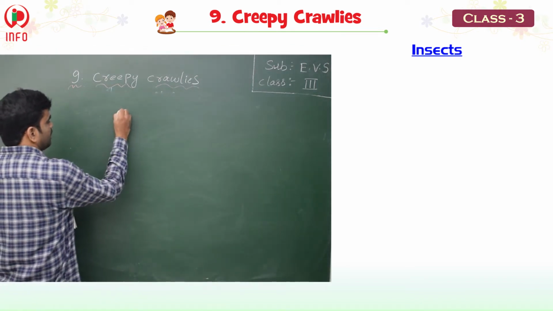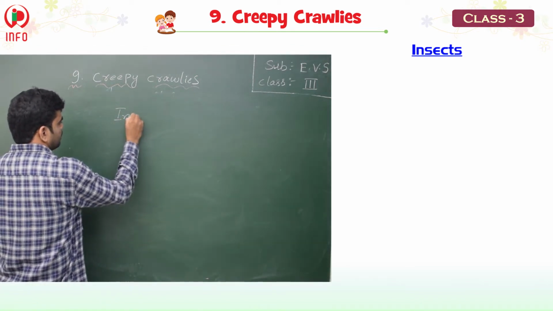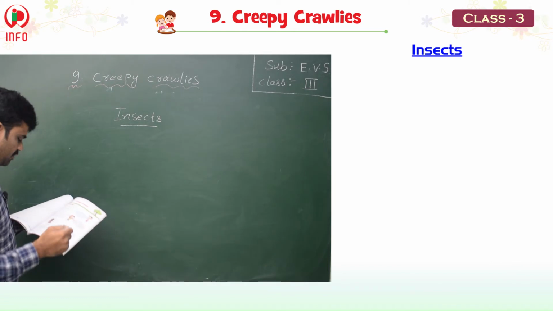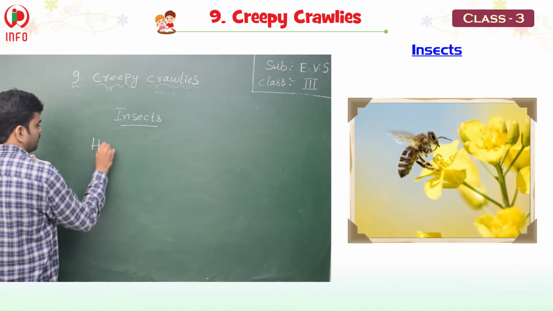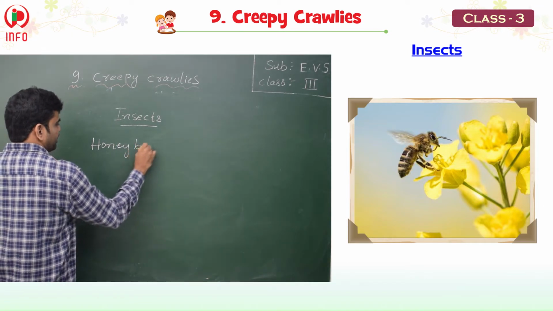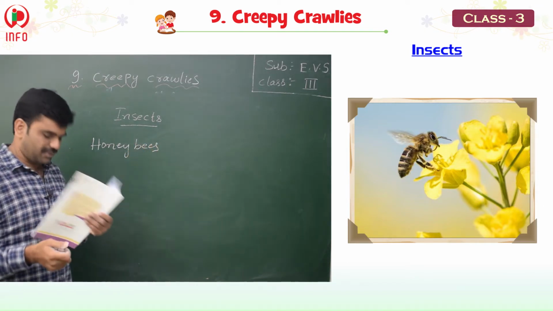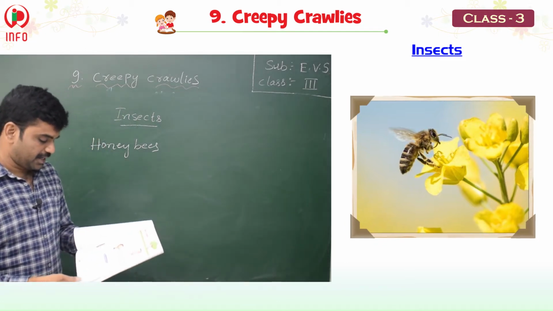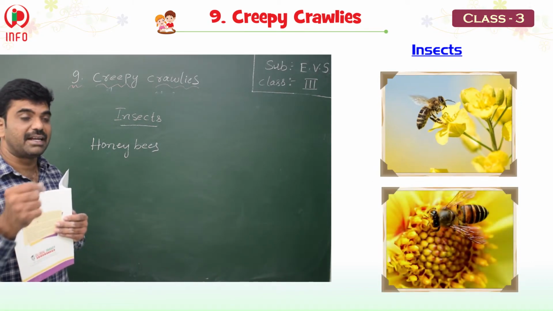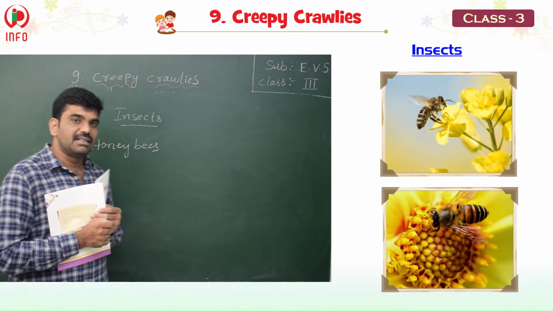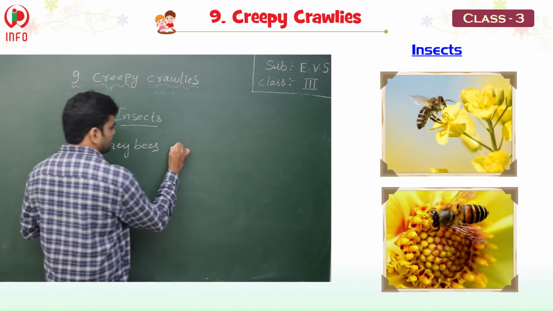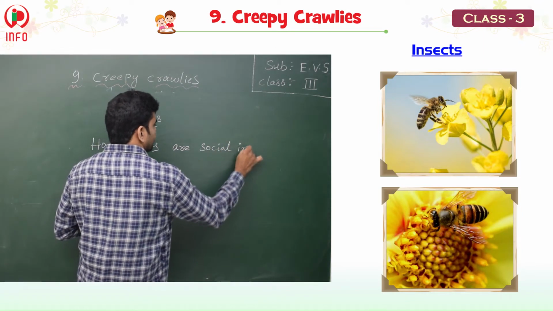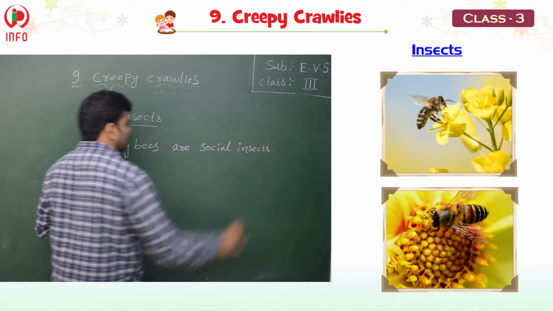Now we are going to see some of the insects. Now let's see the insects, children. Already I told you about the characters. In the insects, first we are going to learn about honeybees. Children, do you know honey? What is the taste of the honey? Sweet in taste. Very good, children. We get honey from the honeybees. Honeybees are social insects.